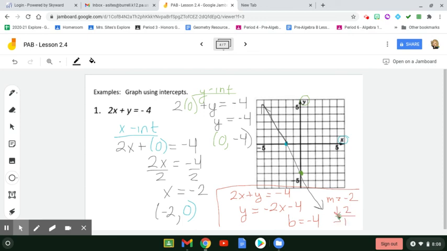Let's see if my graph looks like that. Down 2, right 1 here, yep. If I reverse my slope, up 2, left 1, yep, that's the same thing. I can go here, down 2, right 1, down 2, right 1, yep, that looks like my graph's checking out. So again, you can use those other methods too to confirm if you have the right answer.